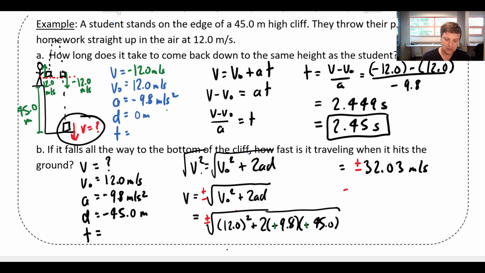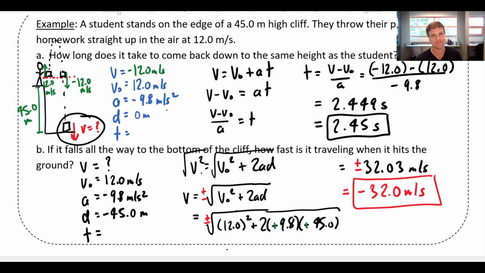And now this is where it's up to you to look at the situation and say, well, is it plus? Is it minus? Is it actually both, or is it neither? Because depending on the situation, you might reject one or two or none of those answers. So in this case, I'm going to reject the positive and say, no, it's just negative 32.0 meters per second. I know it's not going to be the positive one. Okay, that's it for Unit 1.